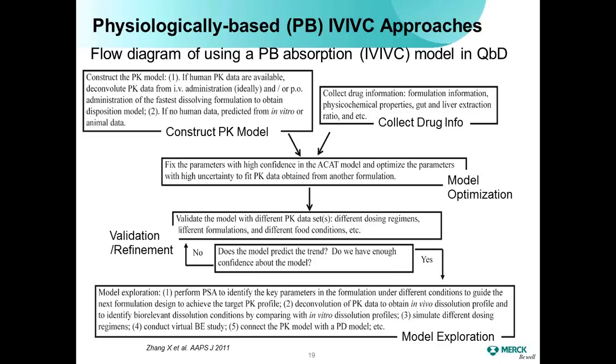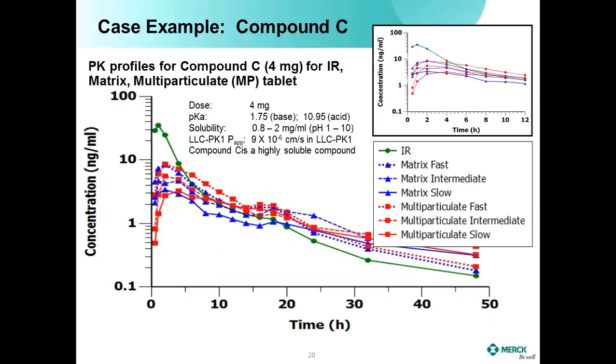So for the IVIVC approach, if we're using the PBPK models, we are trying to follow the same flow diagram and use the current model to achieve an IVIVC model for the case examples of our compound. So here is the compound we use. This is called compound C.